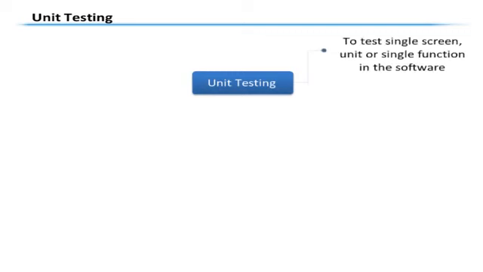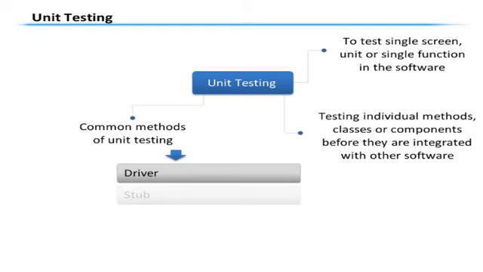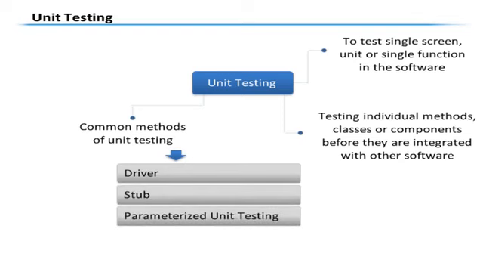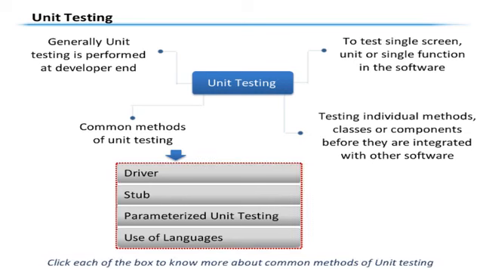A testing of a single screen, module, or program is known as unit testing. Here, software is tested without considering impact on any other program or module of the software. Now, some common approaches for unit testing are driver, stub, parameterized unit testing, and uses of languages. In the industry, generally, unit testing needs to be performed by the developers before sending the unit for testing to the dedicated testing team. Click each of the boxes to learn more about common methods of unit testing. I'll see you in the next slide.